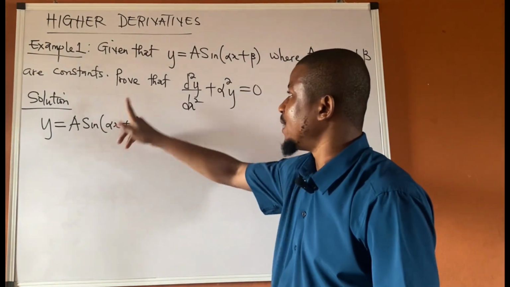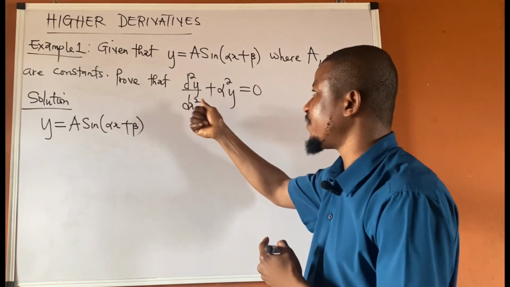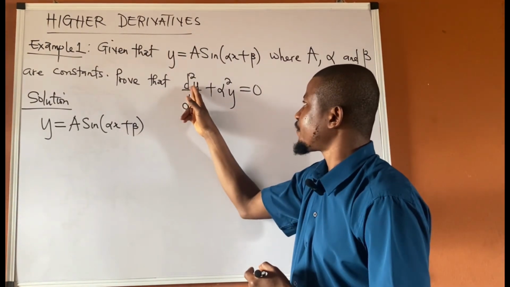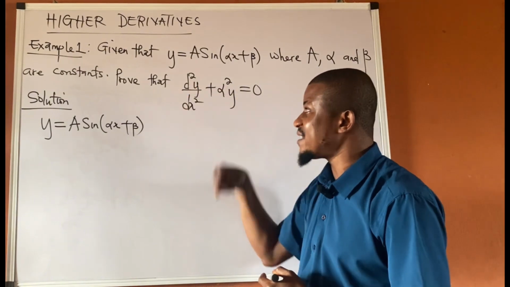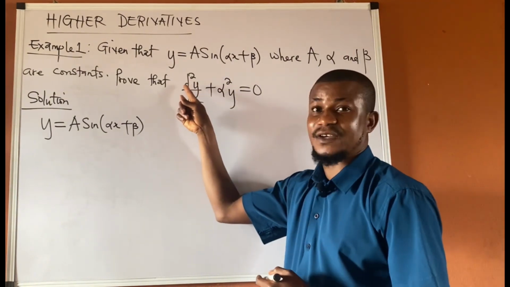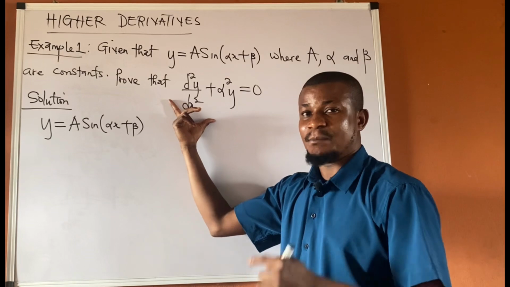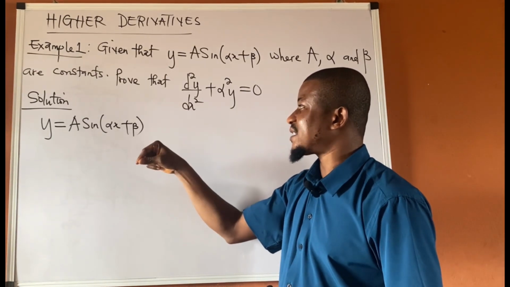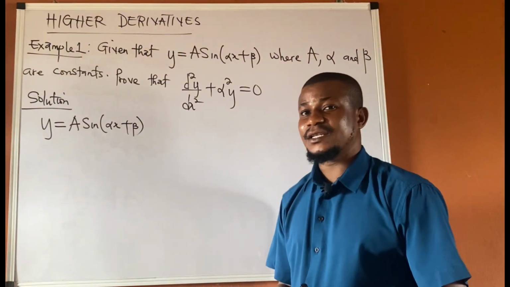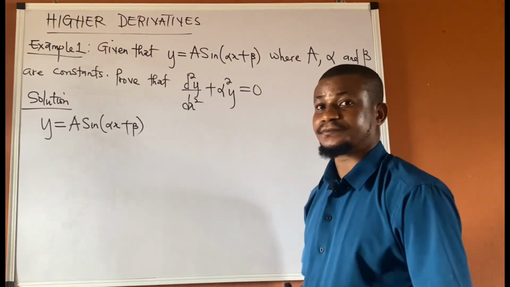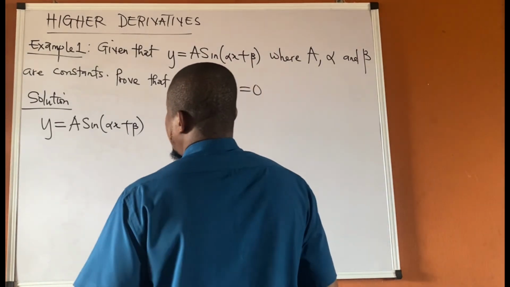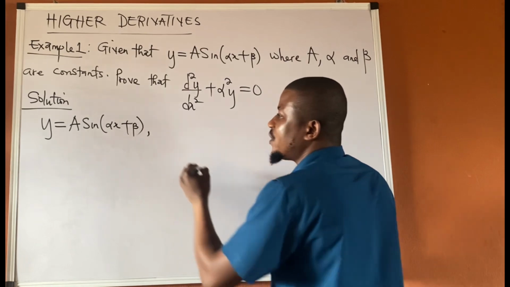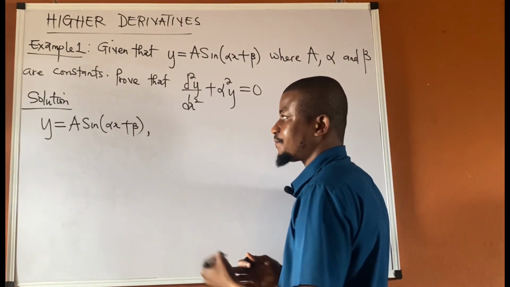Remember, while solving this problem, your mind should always go to what you are solving. The main question is prove that this is equal to 0. And if you look at this, we definitely need to find the first derivative before we get the second derivative, because we have a second derivative here. But before you get to the second derivative, you must find the first derivative. And when we get the second derivative, we can now substitute everything into this equation. Okay, now let's say we have y equal to this. The first thing we need to do is to find dy/dx.